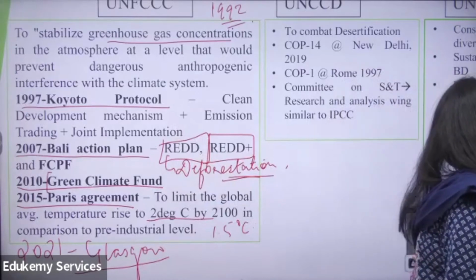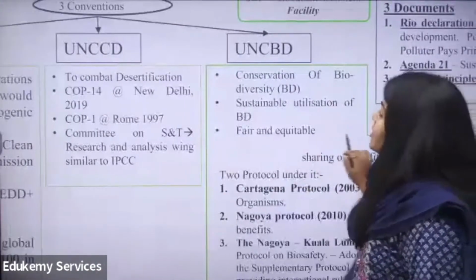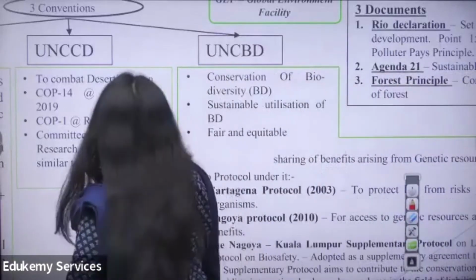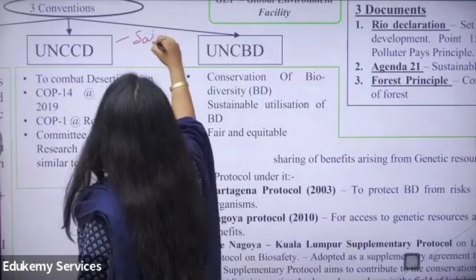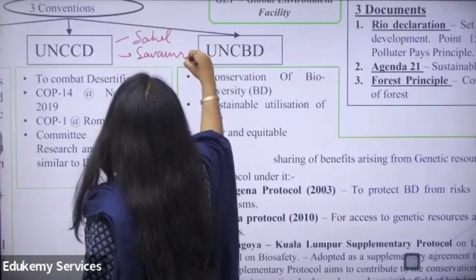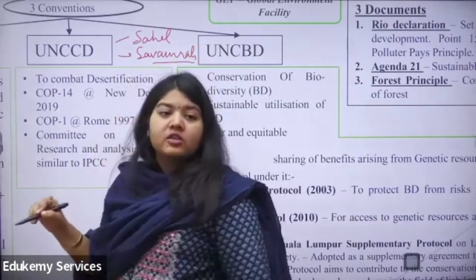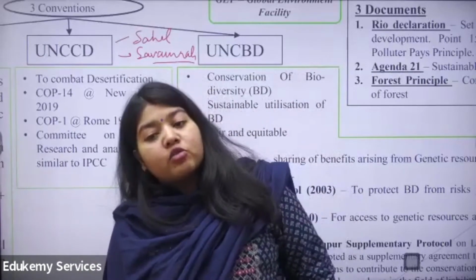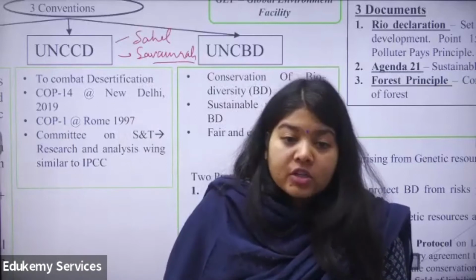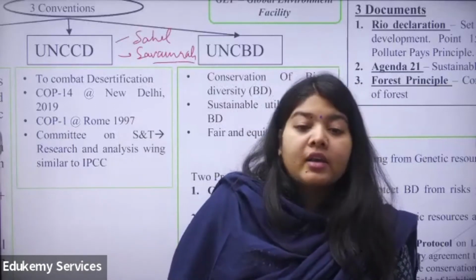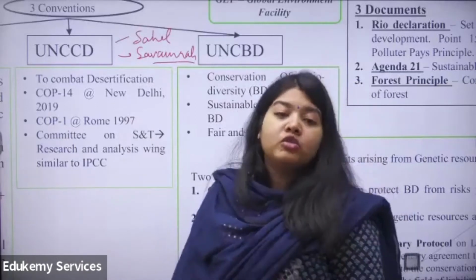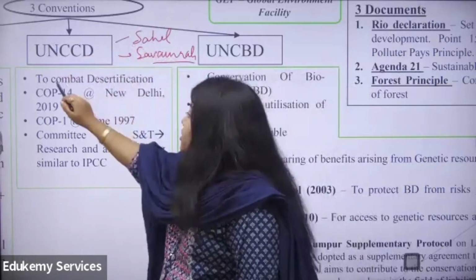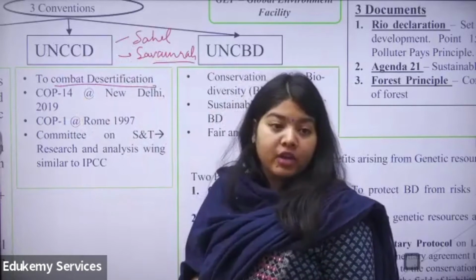Now coming to the next protocol, which is UNCCD. UNCCD is for combating desertification. My major area of concern was the Sahel and Savannah. In fact, the Sahel has one of the highest populations of malnourished children and women. The Sahel has one of the most poverty-stricken populations. The Sahel has one of the most agriculturally deteriorated ecosystems. So why did I create this convention? I created this convention to combat desertification.